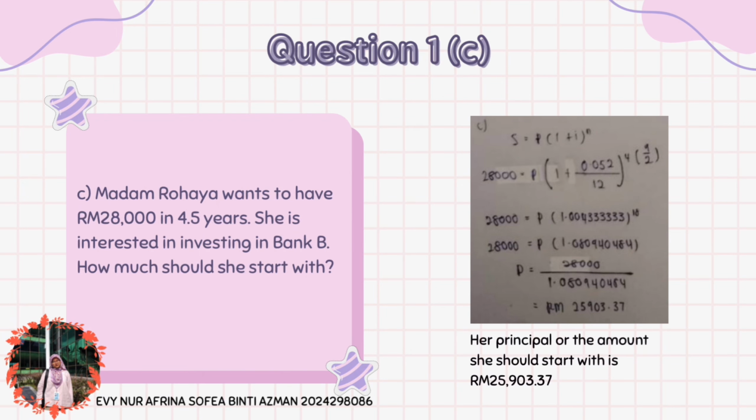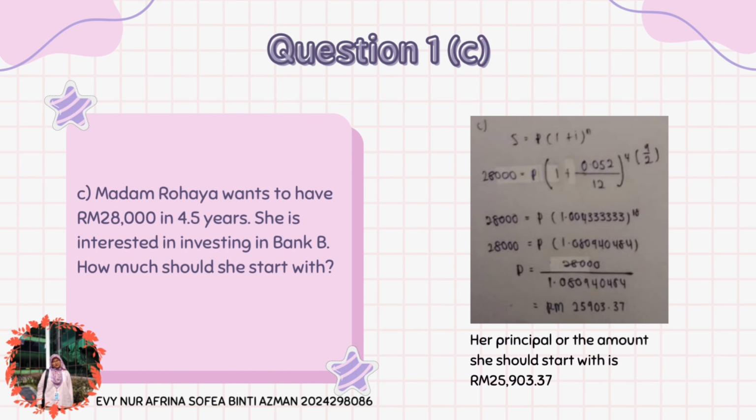For question 1C, it is given that Madam Rahaya wants to have 28,000 in 4.5 years. She is interested in investing in Bank B. How much should she start with? For this question, we will use the same formula as 1B. For this, we have to find the amount she should start with.